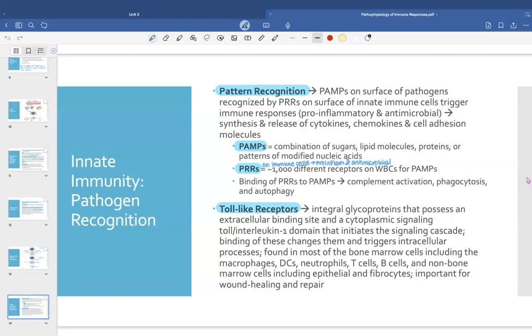Okay, so toll-like receptors are different. They're similar, but they're glycoproteins that are integral to the cell membrane, and they have an extracellular binding site. And that can actually initiate a signaling cascade, okay, that then stimulates other intracellular processes. We see these mostly in the bone marrow cells. It is very much important for wound healing and repair.